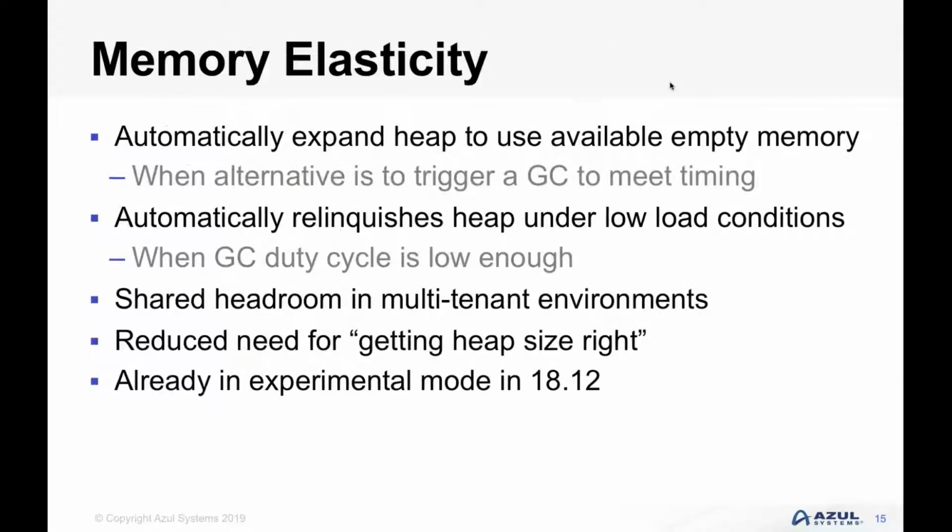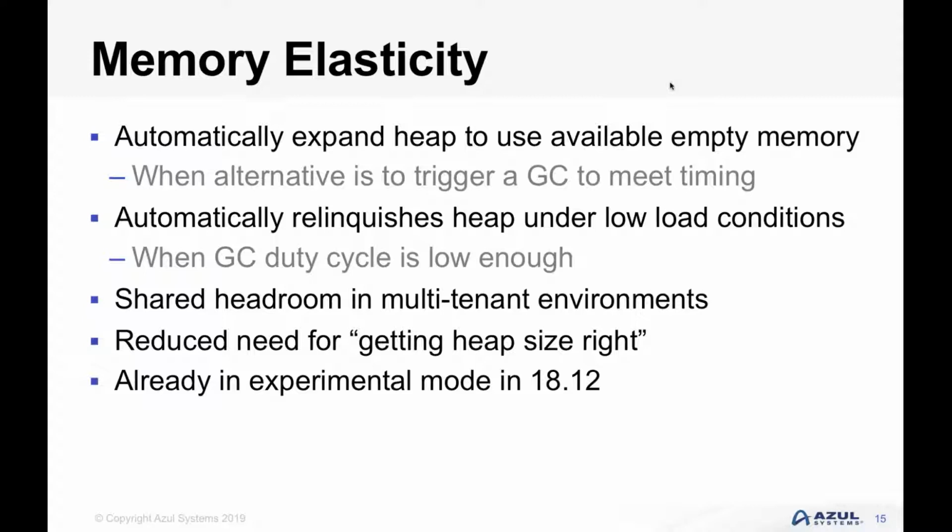Another thing that we've been doing more recently is looking at memory elasticity. And again, this comes back to the Zing system tools, where we are able to automatically expand the heap and contract the heap to use the available empty memory. So this is a way of avoiding having to trigger a garbage collection pause more frequently. We can change the size of the heap within the bounds of what's been set in order to improve the way that that works.